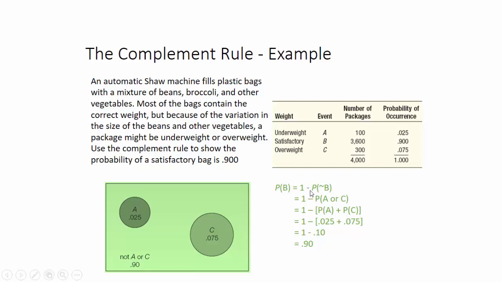Hence, the probability of not satisfactory, P of B complement, is 1 minus P of A or C, which in mathematical form is P of A plus P of C. So adding P of A and P of C, you get about 10%. That's 1 less 10%, which gives you 90%, the proportion of satisfactory products.